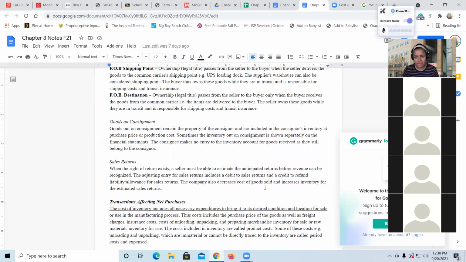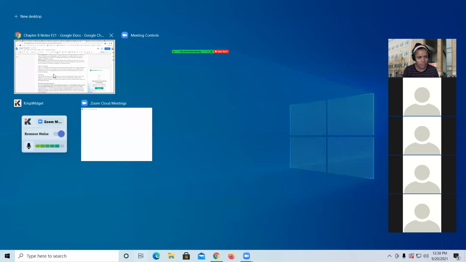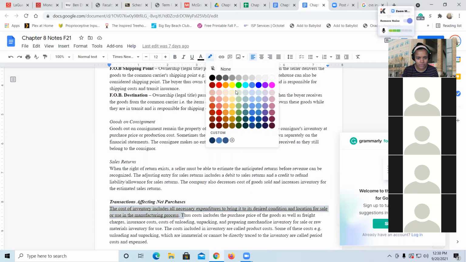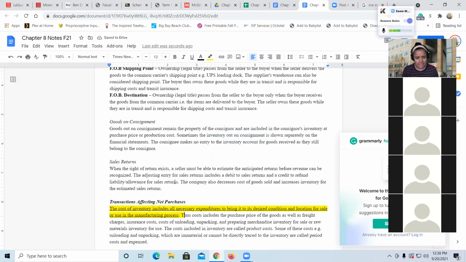All right, so who does the stuff belong to? This is all about that. When we're selling inventory, who does it actually belong to? Well, if we know that it's going to be returned, or we can estimate how much is going to be returned, we have to increase our inventory for that number of returns, which then impacts our ending inventory number as well. And then I'll remind you, I said this earlier, but it bears repeating, that the cost of inventory includes all the necessary expenditures, necessary being an important word, to bring it to its desired condition and location for sale or use in the manufacturing process.